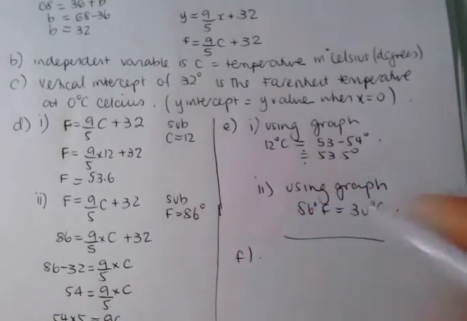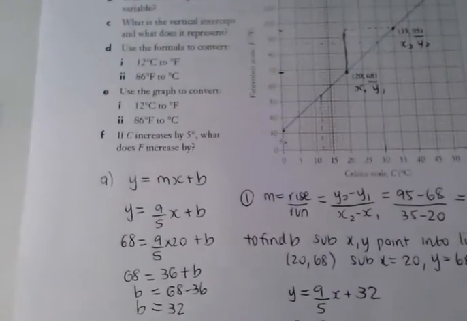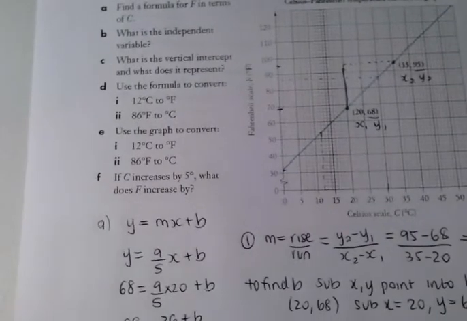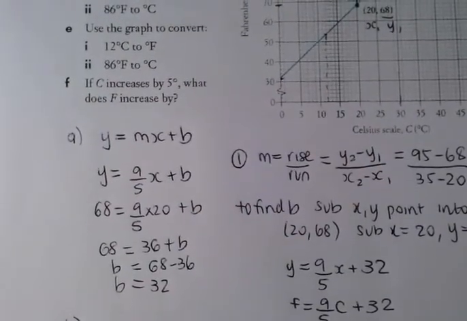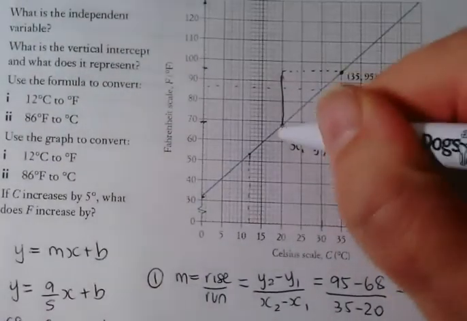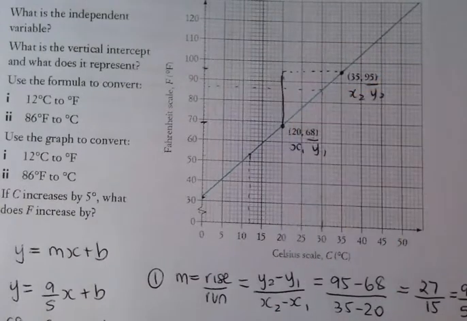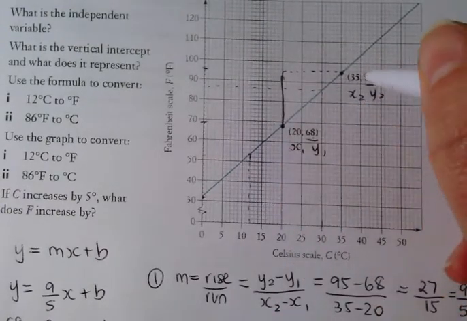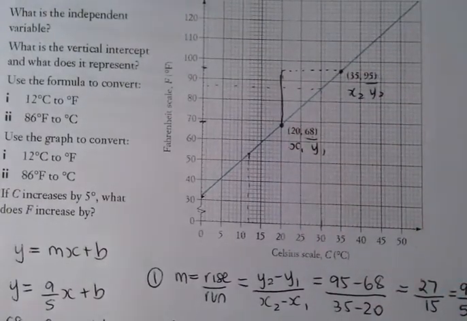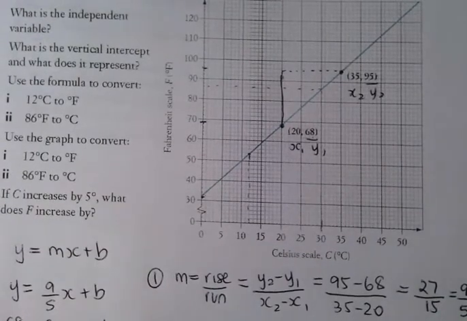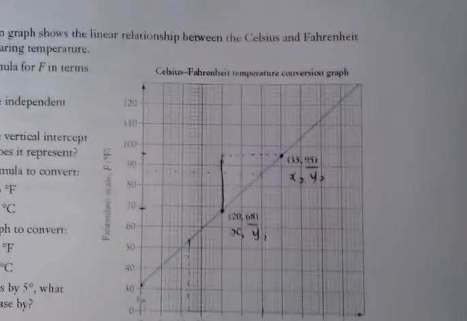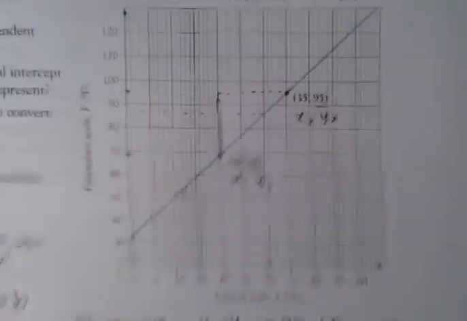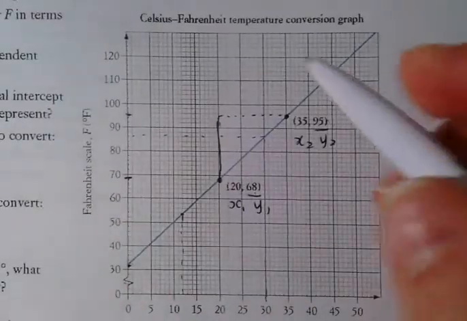And then part F just says that if the temperature in Celsius increases by 5 degrees, what does the Fahrenheit temperature increase by? Now, I suppose we can use the graph for this if we want, or we could do two different values in the equation. So just remembering, if we do use the graph, it's more than likely going to be an approximation, okay?